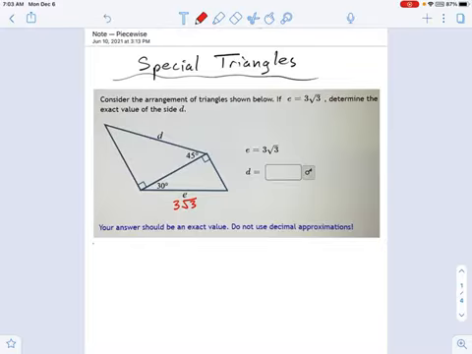Well, remember, it's a 30-60-90. So how could we get to either the medium side or the short side using the hypotenuse? I prefer going to the short side because that's very easy. You just divide by 2. So this is going to be 3 radical 3 over 2.